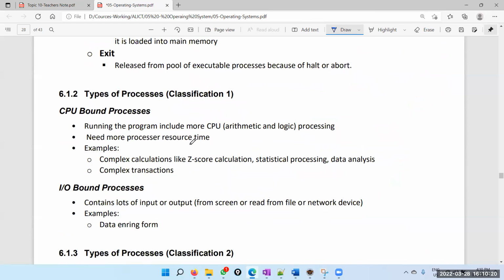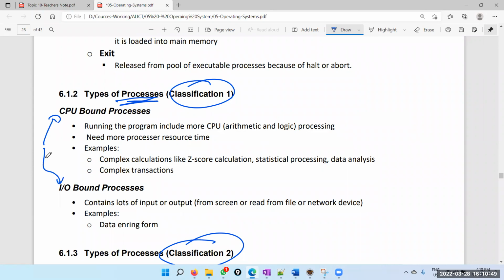So now we are going to discuss a little bit of extra additional things. This is not directly mentioned in your A-level ICT syllabus, but I always do a little bit of additional things because then your confidence is higher. We can classify processors in different ways. This is one classification, this is another classification. One classification is CPU bound processors versus IO bound processors.